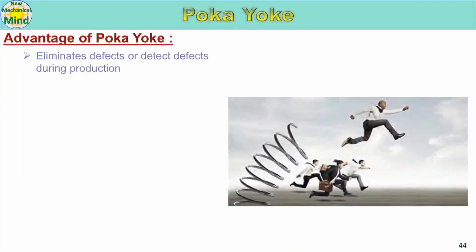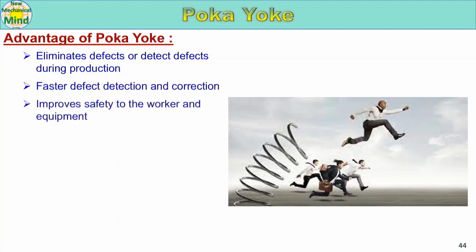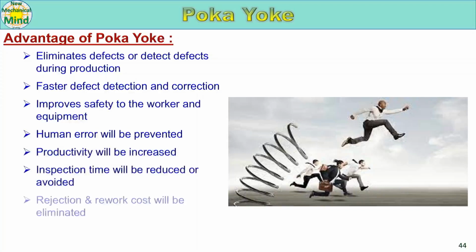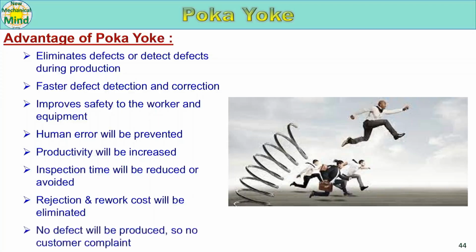Advantages of Poka yoke. Eliminates defects or detects defects during production. Faster defect detection and correction. Improves safety to the worker and equipment. Human error will be prevented. Productivity will be increased. Inspection time will be reduced or avoided. Rejection and rework cost will be eliminated. No defect will be produced, so no customer complaint. These are all the advantages of Poka yoke.